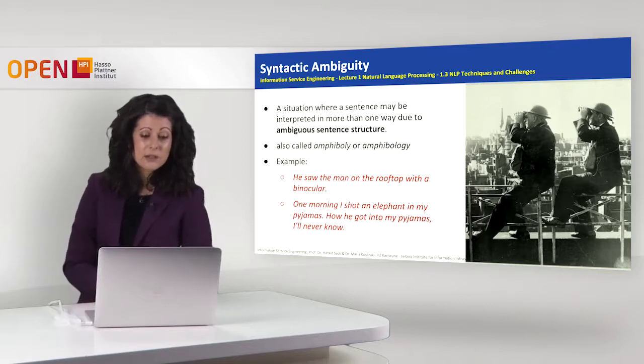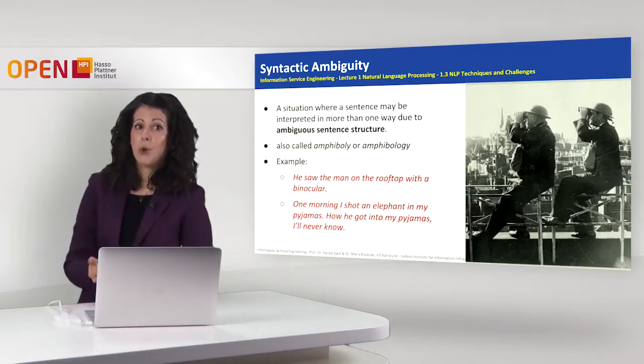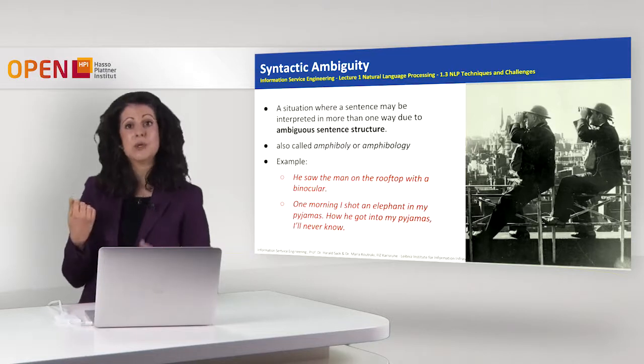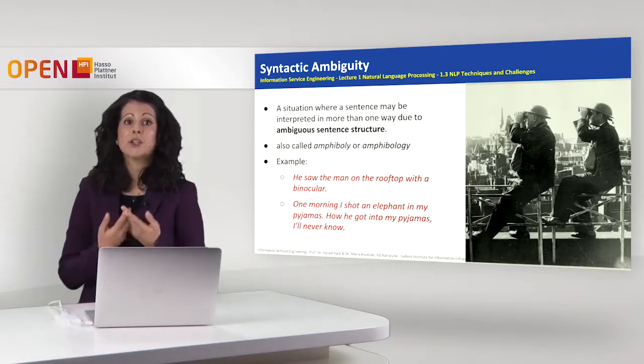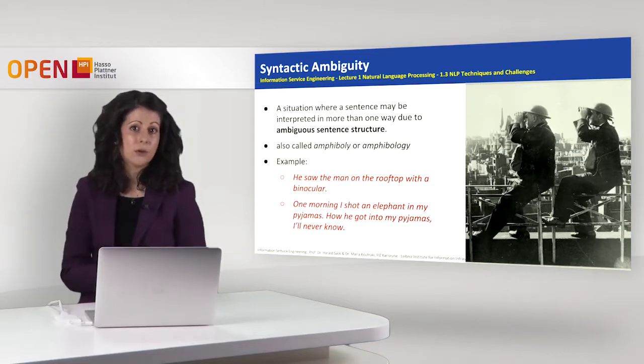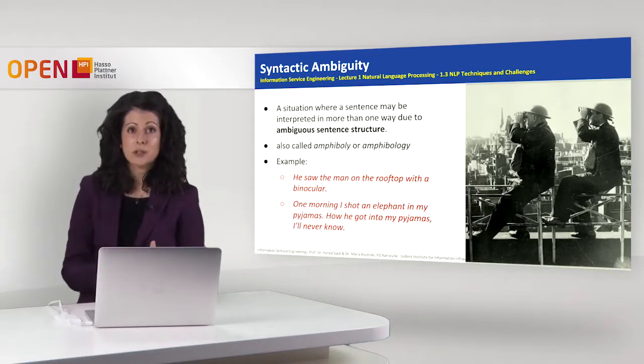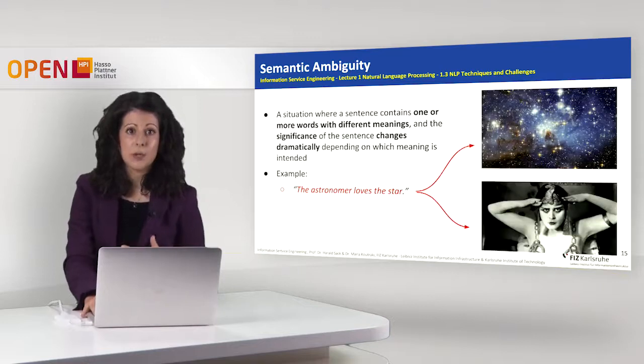So we have the sentence that says, he saw the man on the rooftop with a binocular. What does it mean? That he saw a man on the rooftop using a binocular, or he saw the man on the rooftop where the man had the binocular. It is ambiguous because the structure of the sentence is ambiguous.